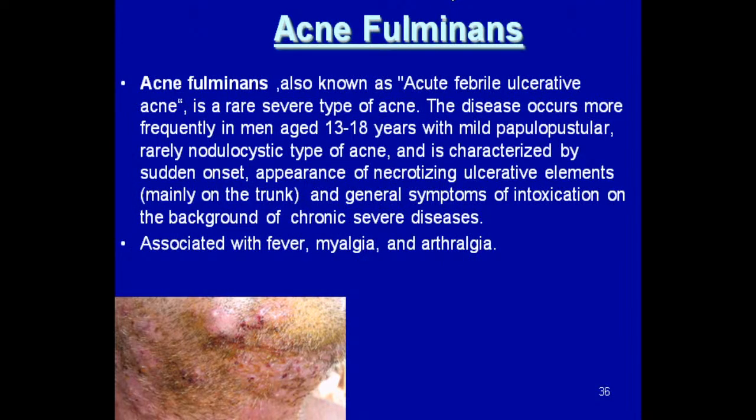Acne fulminans, also known as acute febrile ulcerative acne, is a rare severe type of acne. The disease occurs more frequently in men aged 13 to 18 years, with papulopustular, rarely nodal cyst type acne, and is characterized by sudden onset and appearance of necrotizing ulcerative elements, mainly on the trunk, and general symptoms of intoxication on the background of chronic severe disease, associated with fever, myalgia, and arthralgia.